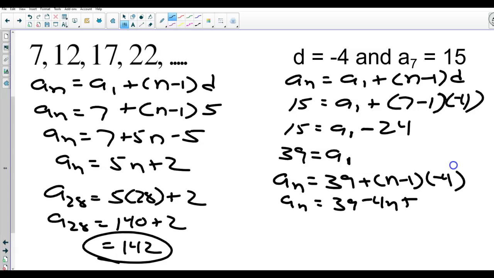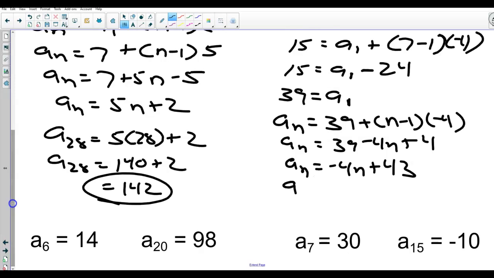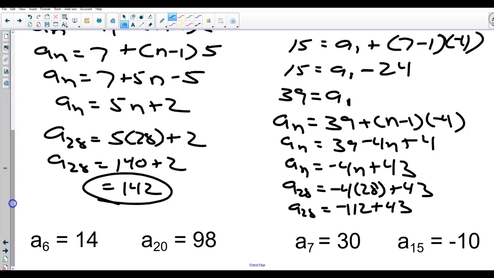39 minus 4n plus 4. And a_n equals negative 4n plus 43. And that's your rule. When I do my a28, negative 4 times 28 plus 43. So when we do that one, we're going to get negative 4 times 28, which I believe is negative 112. Negative 112 plus 43. And we're going to get an answer of negative 69.